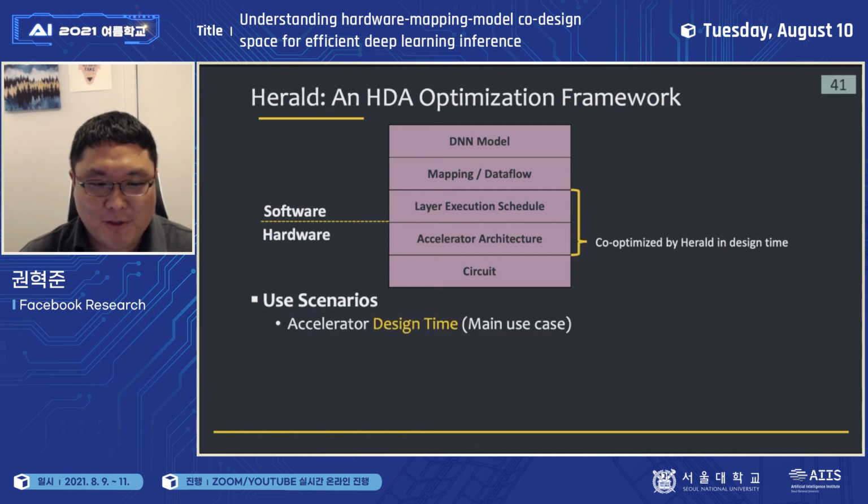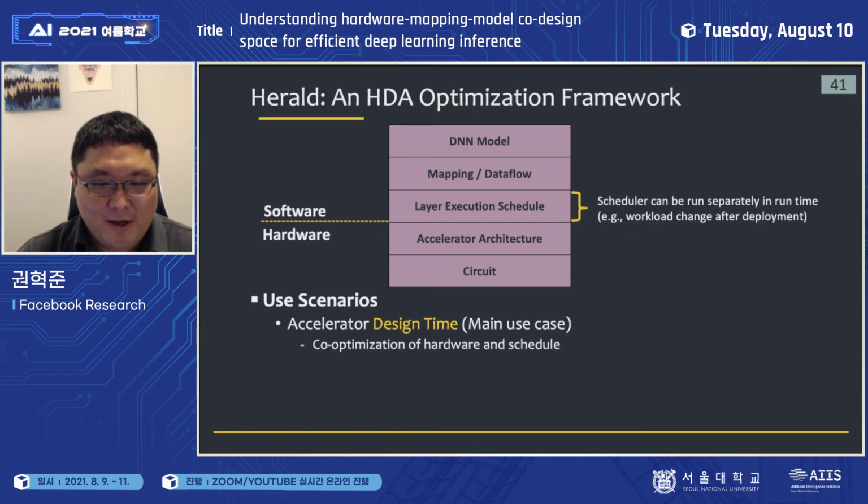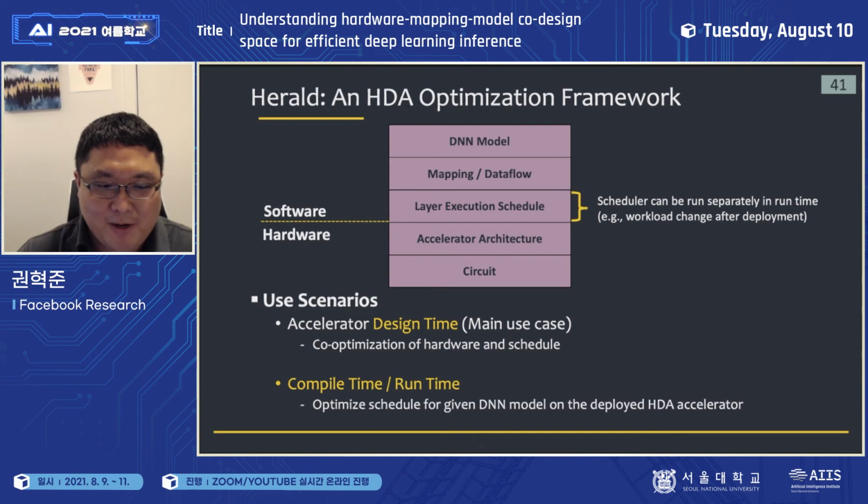We can use it in design time. So this is the full capability. And instead, we can also use the scheduler only. Once the HDA is deployed and the workload changes, we can use the scheduler to optimize the schedule again to adapt to the new workload. So this is compile time or runtime. So Herald can be used in the accelerator design time, compile time, or runtime.